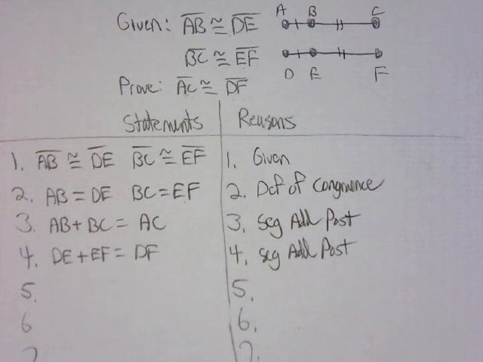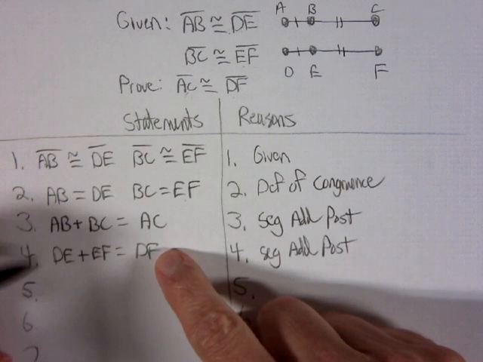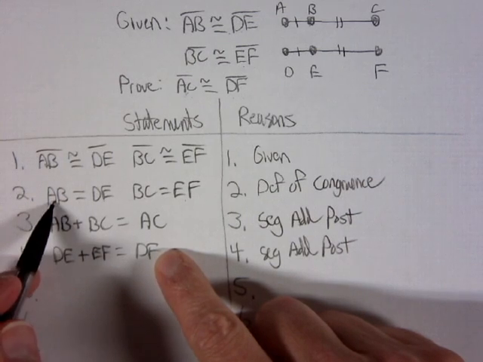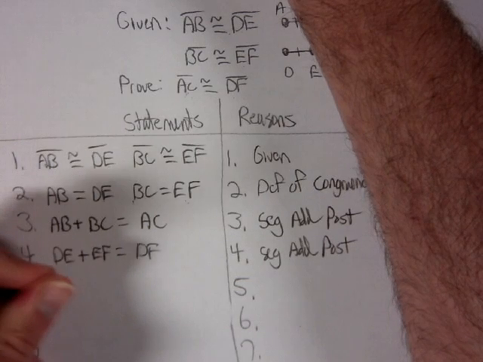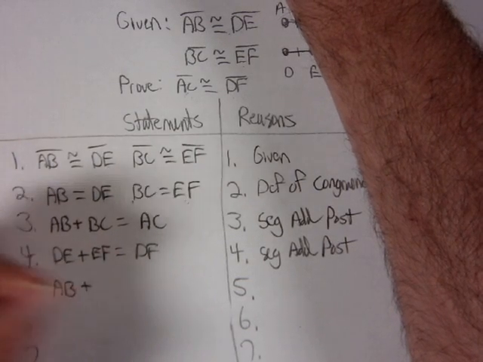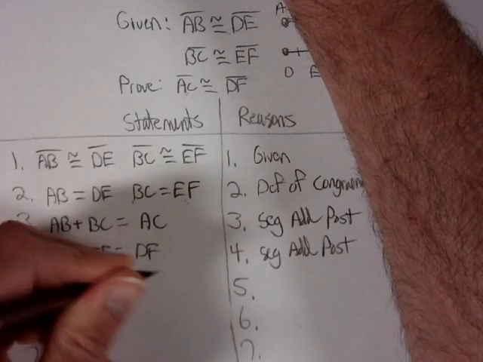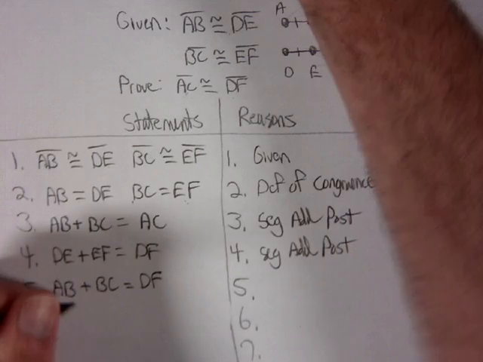So now I need to try to get them into the same equation once again. All right, so let's see if there's any kind of a way that we can try to get those into the same equation. All right, so let's do this. DE equals to AB and EF equals to BC. So I'm going to go ahead and substitute those two back in. So I got AB plus BC equals to DF. And so again, I can do that by substitution.